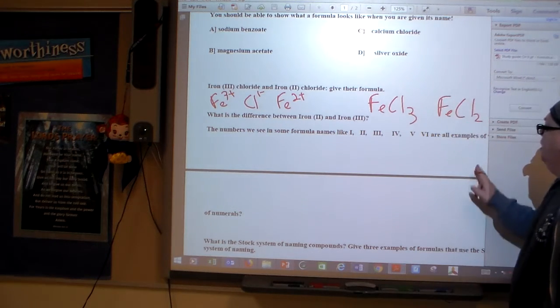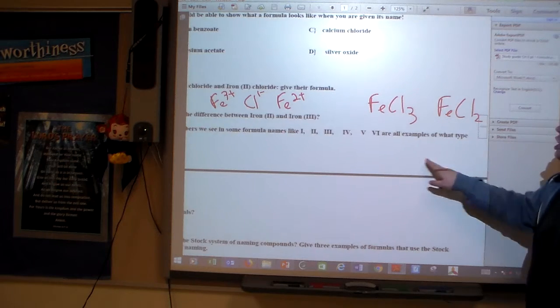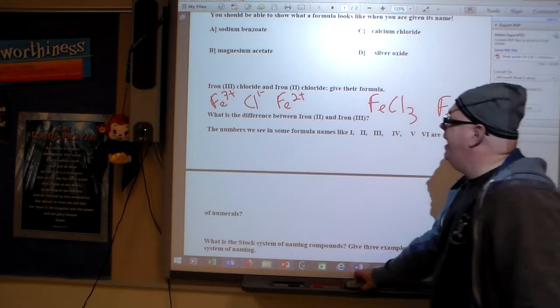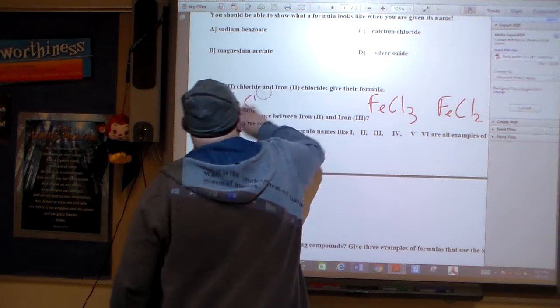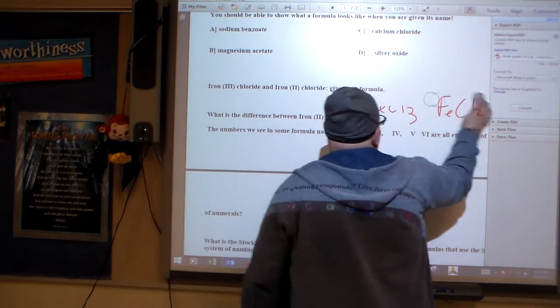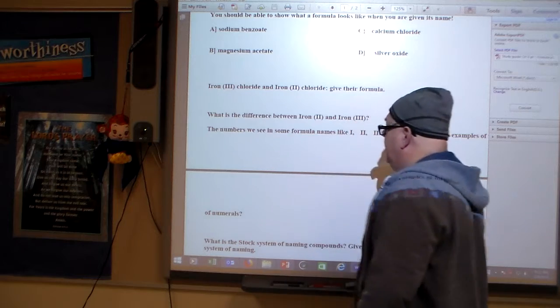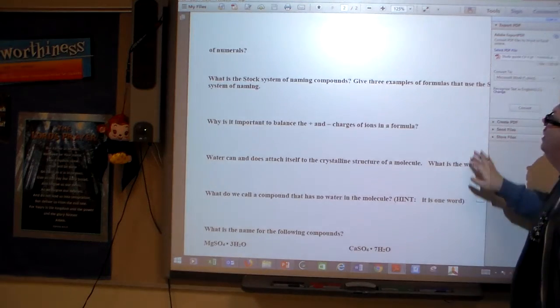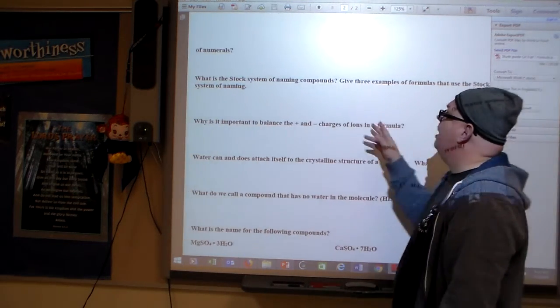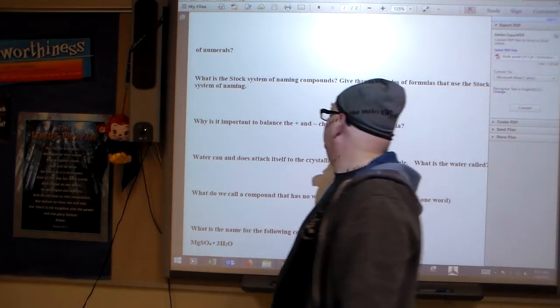So, these are examples of Roman numerals, okay? They're Roman numerals. As we remember that there was a Roman Empire at one point in the past, okay? The stock system for naming the compounds, that's the Roman numerals.